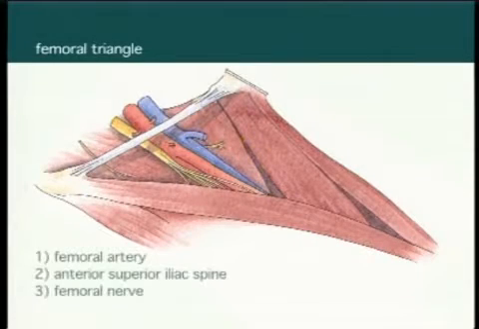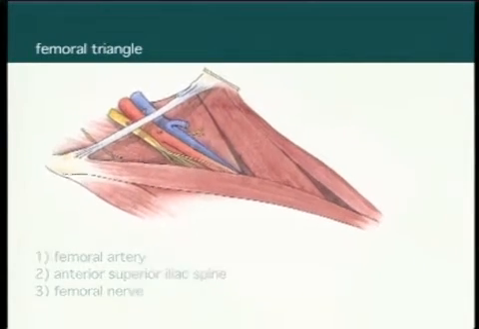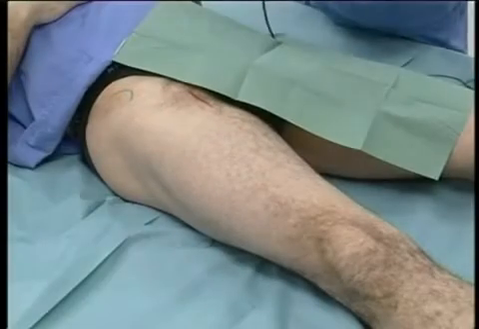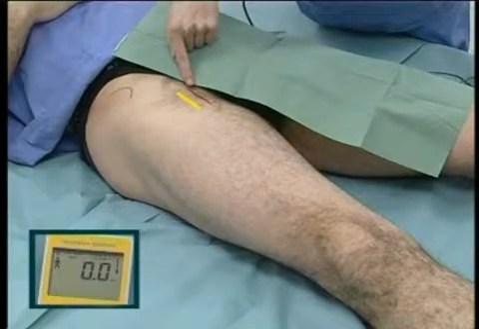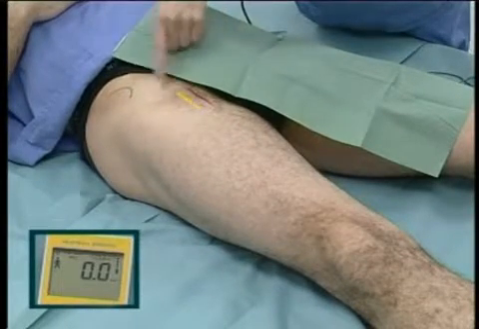Lower limb blocks. Femoral nerve block. The femoral nerve lies lateral to the femoral artery in the groin. Paresthesia is local. Motor response elicits twitching of the quadriceps muscle and the patella.